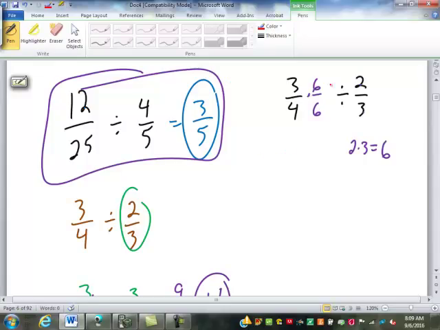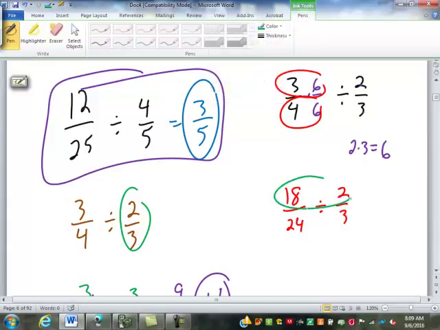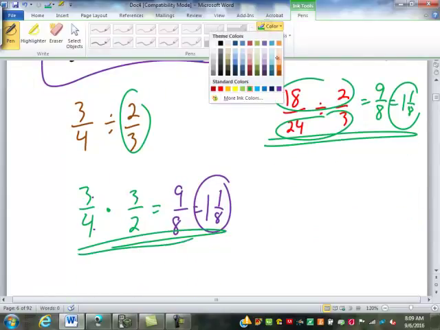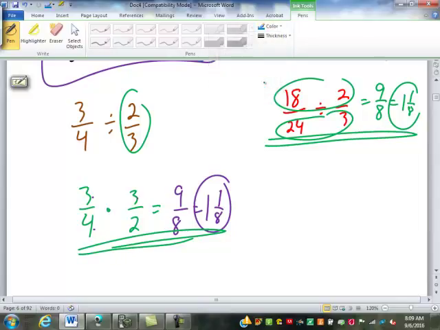Now we're going to use that 6 to rename the first fraction. So 3 times 6 is 18. 4 times 6 is 24. Now if we divide by 2/3, 18 divided by 2 is 9. 24 divided by 3 is 8. We get 9/8, or 1 and 1/8. Exactly what we got down here. Well, how did we get from this to this? It still doesn't look similar.